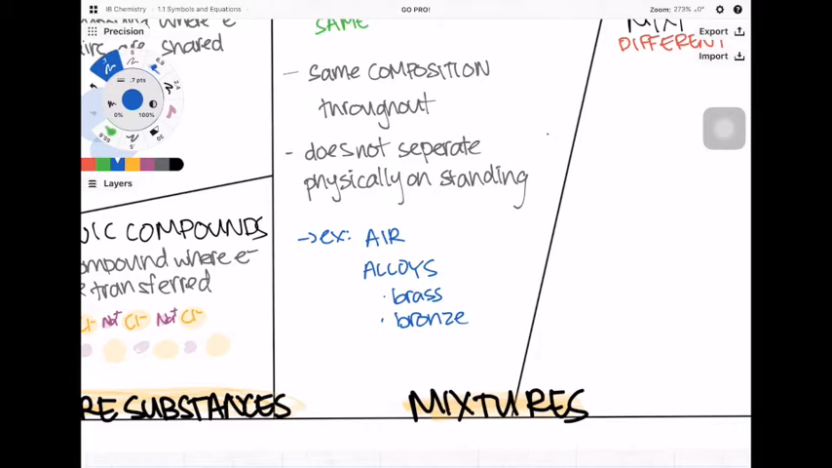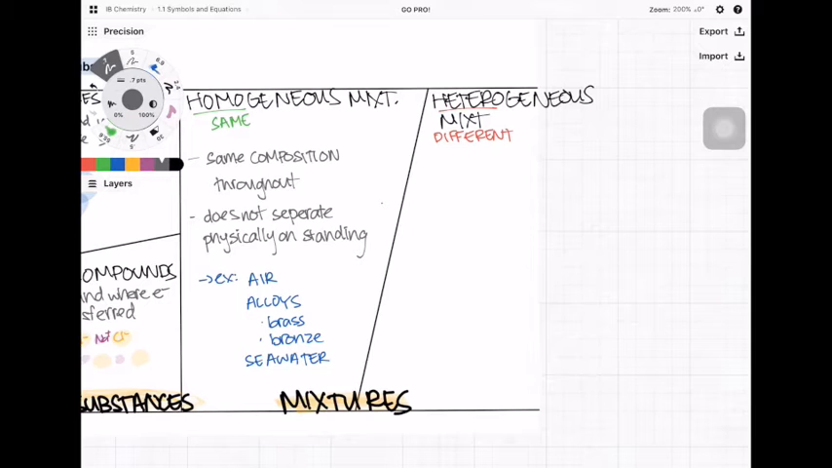Some examples would be air, so the gases in air don't separate out on standing. Metal alloys, so things like brass and bronze. Seawater is another example. The salt doesn't separate out on standing if you just have a glass of seawater.